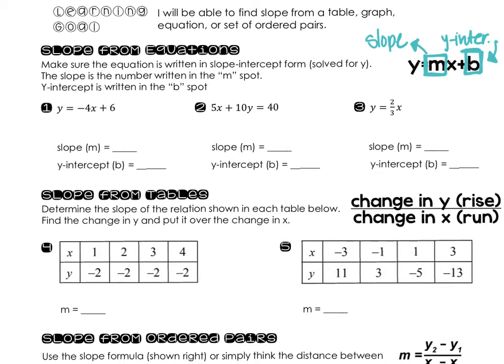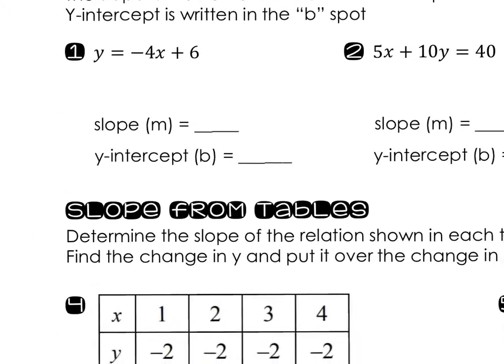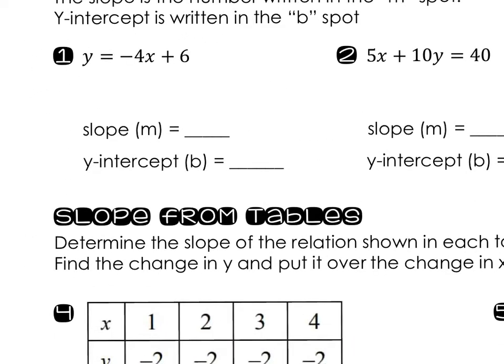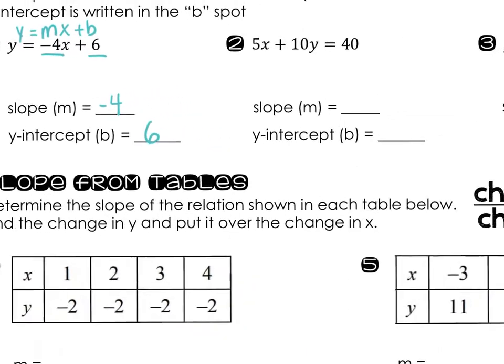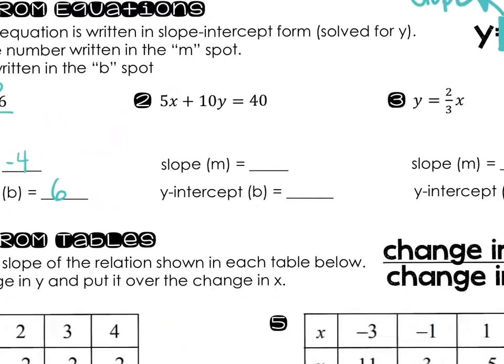So first thing we want to think about is, is this equation in slope-intercept form? So let's look at number 1, y equals negative 4x plus 6. Okay, I know this is slope-intercept form because y is by itself on the left, and then I have the coefficient with x after the equals followed by a number. So I can quickly identify, alright, here's my m, so if it's y equals mx plus b, negative 4 is in the m spot, so that is my slope, and 6 is in the b spot, so that is my y-intercept. So it's really quick and easy if they're already in that form.